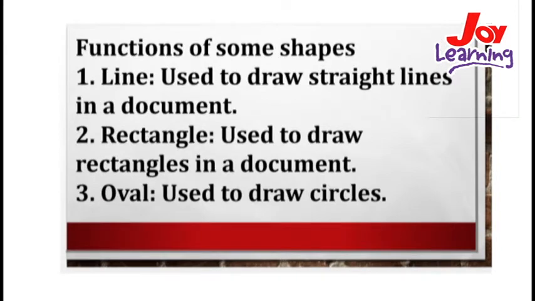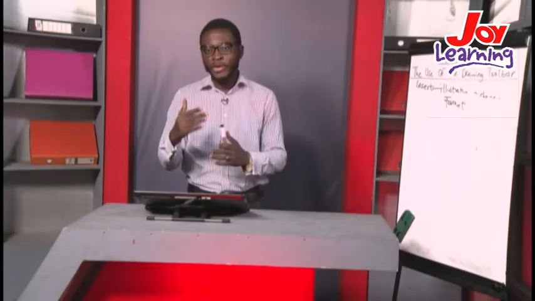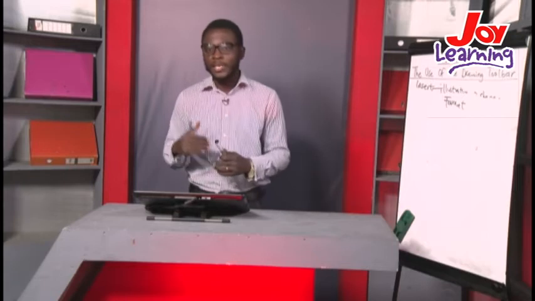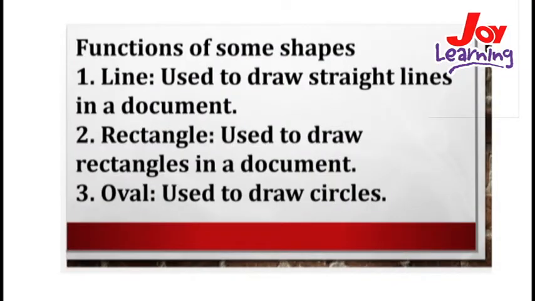And then let's look at some of the functions of the shapes we saw in various groups: the basic shapes, the lines, the flow chart, the callouts, and the others also in the format tab. So the first one is the line. The line is used to draw straight lines. This one is just straightforward. The line tool cannot help you to draw a circle. It is only used to draw straight lines.